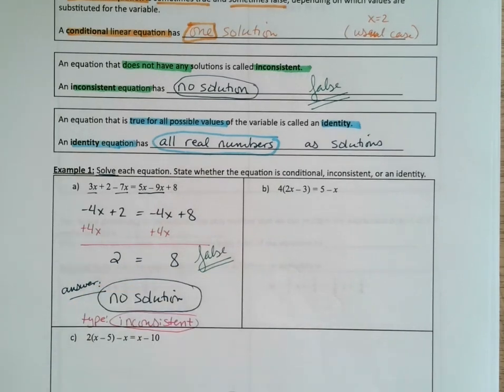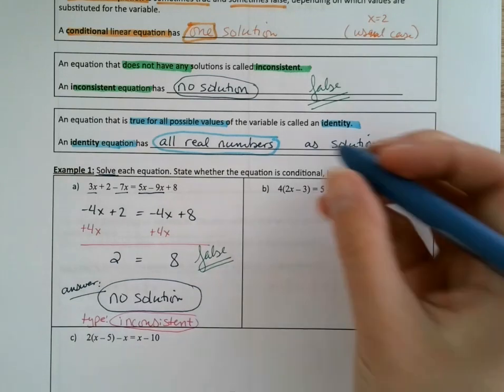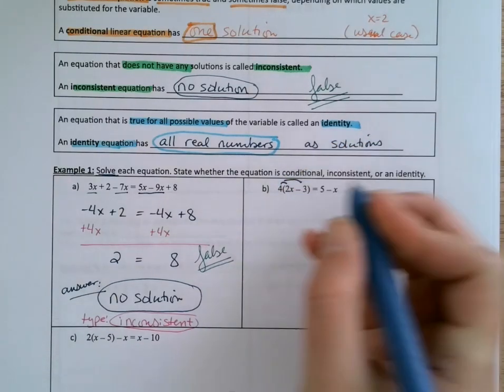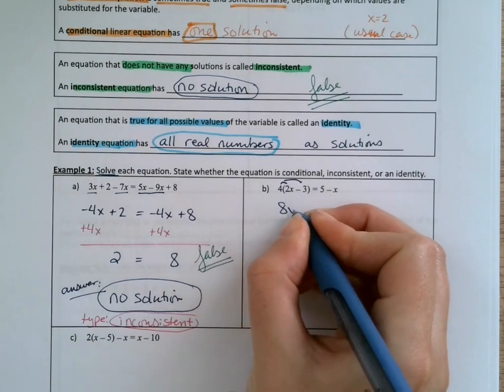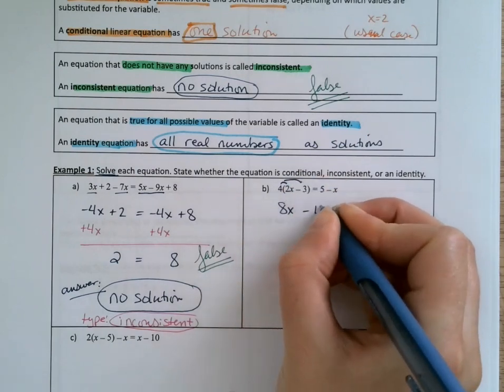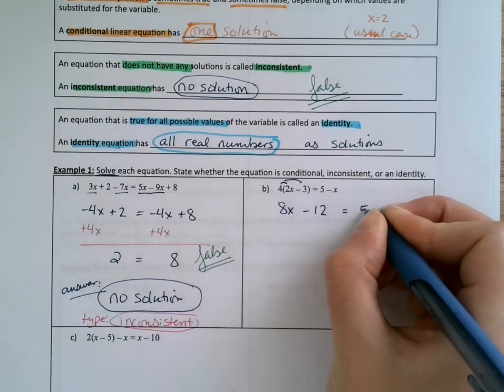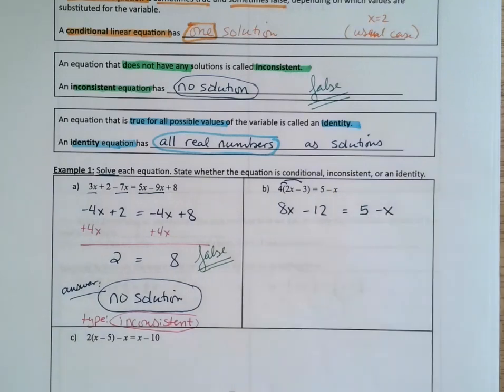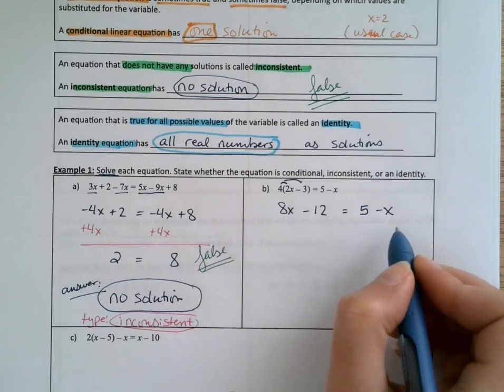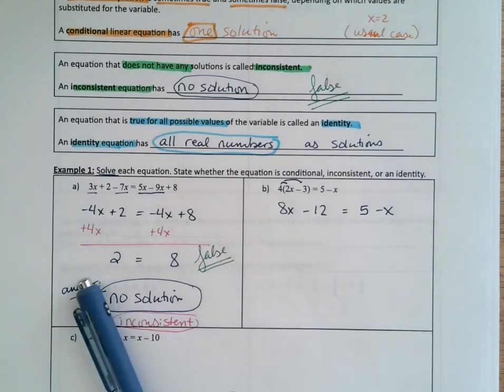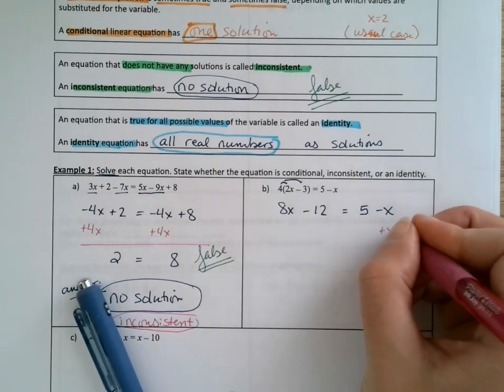Looking at part B, we're going to solve this one. We're going to use the distributive property first. So we have our 4 times 2 is 8x. Then our 4 times negative 3 is negative 12. Equals our 5 minus x. I like to get my variables on the same side first, moving the smaller one, this x over here. So it's negative, so I'm going to add x to both sides.